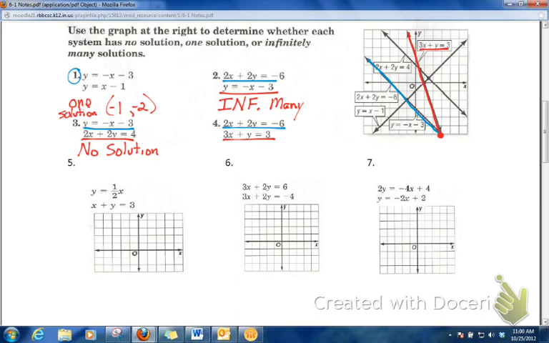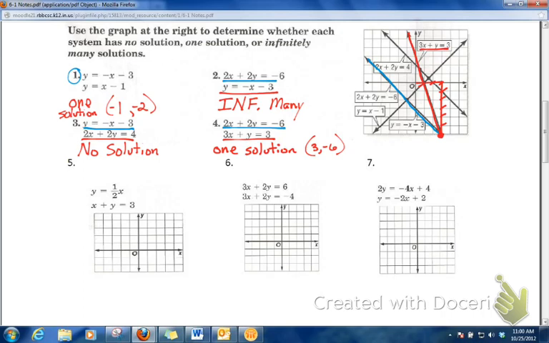Now, understand that even if you can't see where they cross, if you know that they will cross, you're still going to say that they have one solution. Now, if you can't see where they cross, you either need to change your graph or the problem's just too big that you can't see it. But in this case, let's see where they cross. They cross at +1, 2, 3. So 3, and then down 1, 2, 3, 4, 5, 6. So they're going to cross at the ordered pair 3, negative 6.